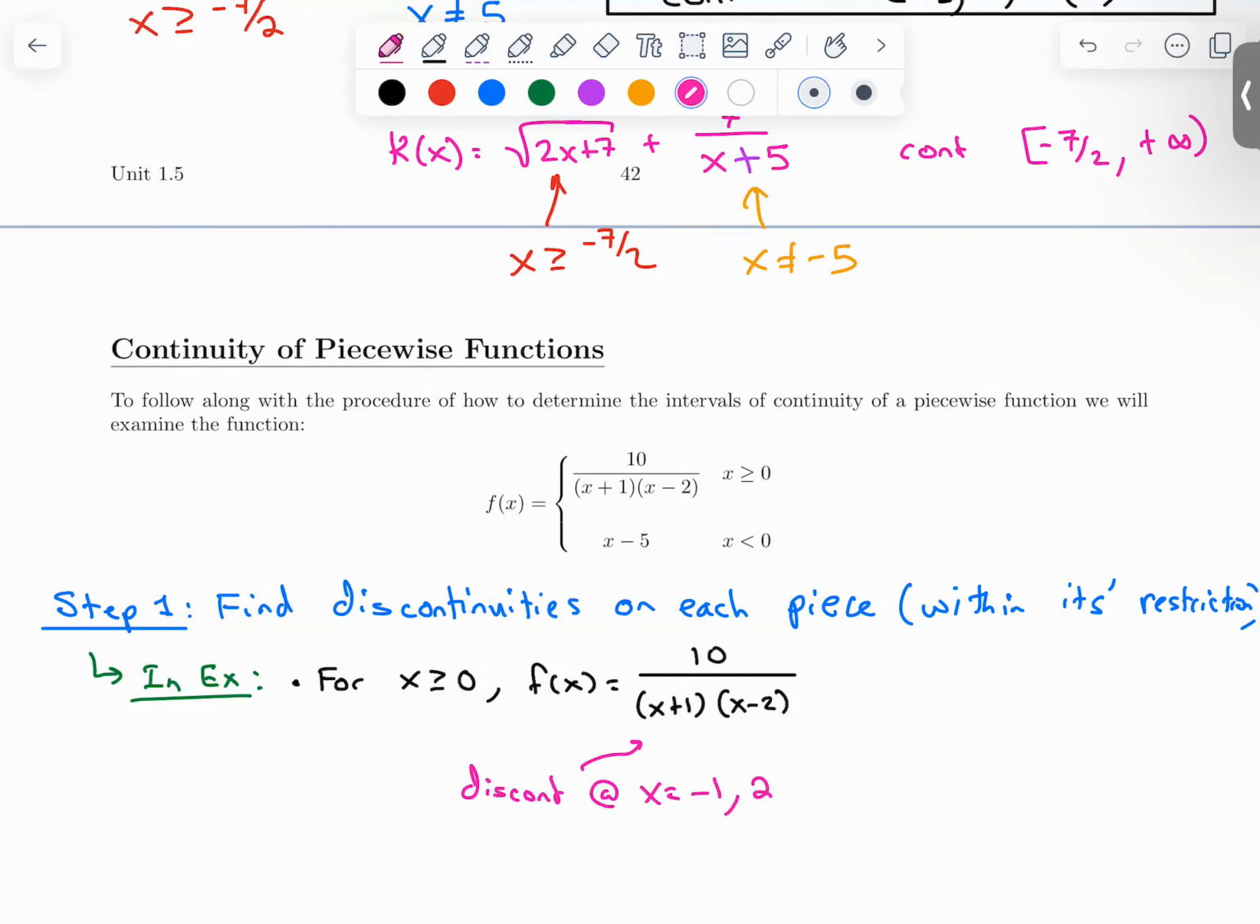But I'm going to exclude one of those values. One of those values is not necessary. Take a second to think about it. Don't answer it. Let everyone get a chance to think about it. But one of those values I'm going to cross out. Let me know the value. -1. Exactly right. Because of the restriction, I'm going to cross it out and say not in our restriction.